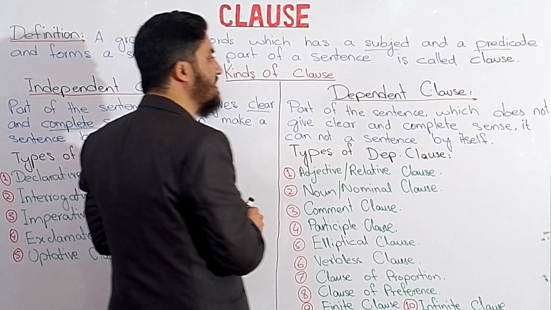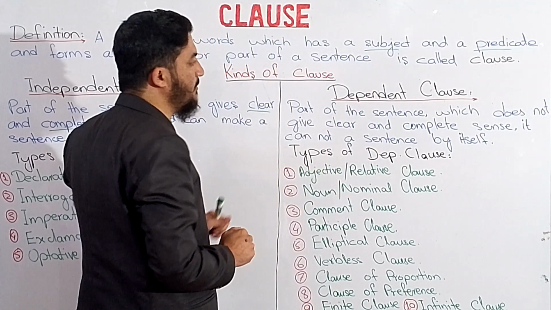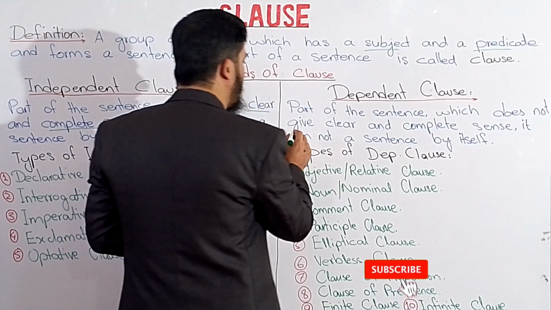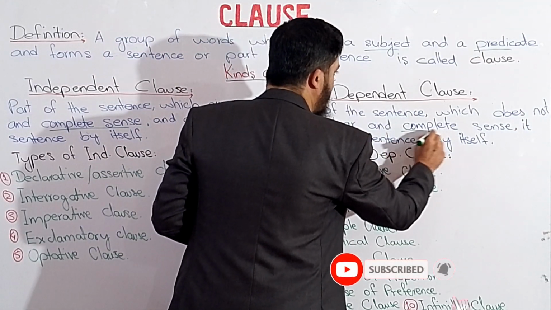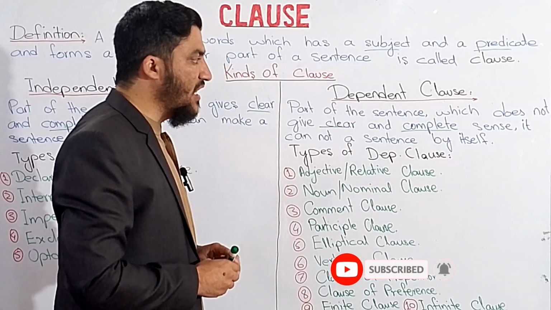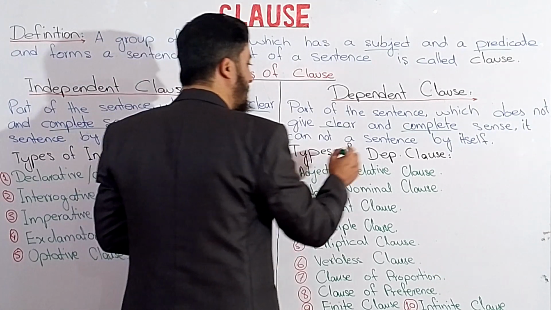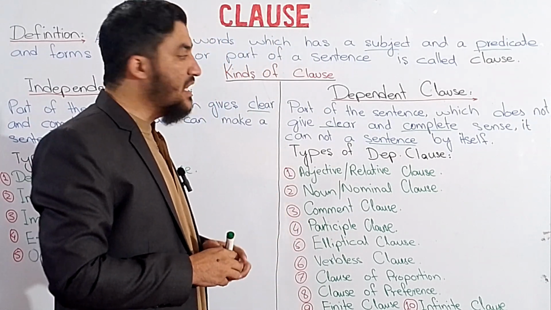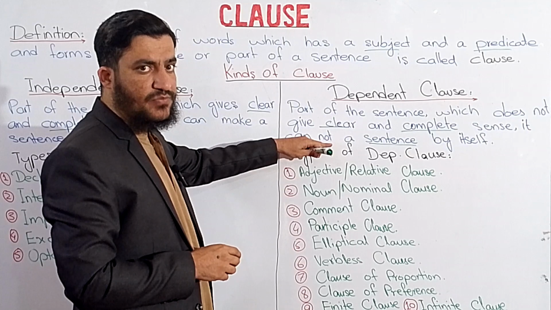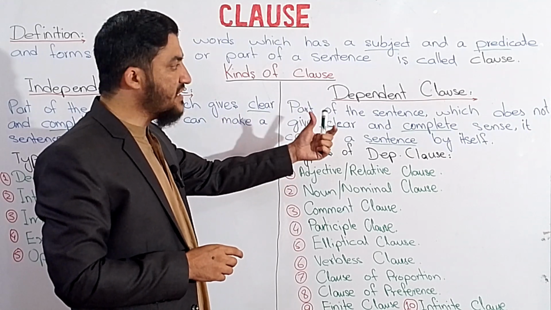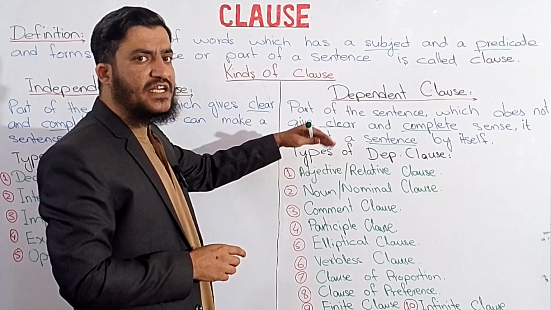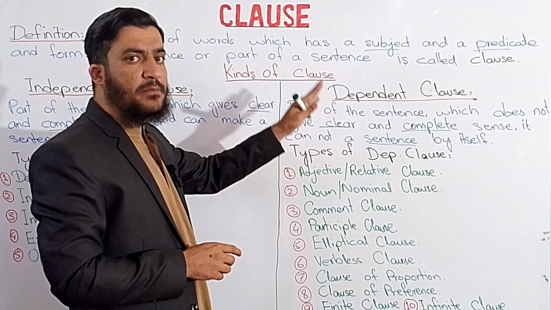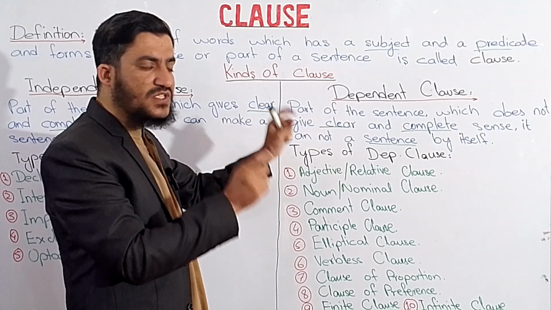Look, it is a part of the sentence which has a subject and a predicate. It also has a subject and it has a predicate, but it does not give or convey a clear and complete sense. It doesn't give complete sense. Neither can it make a sentence, and it does not make a sentence by itself, because it does not convey a complete sense. Since they cannot convey a complete sense, that's why we do not call it a simple sentence. Rather, they just help and just give further information towards the sentence.